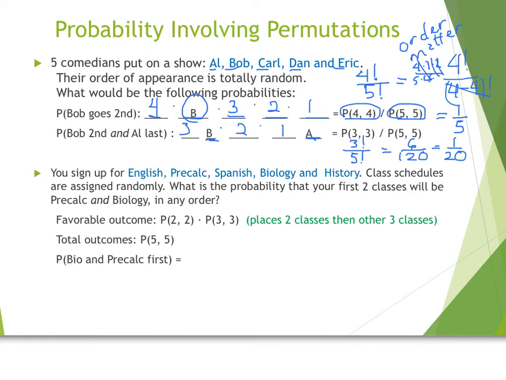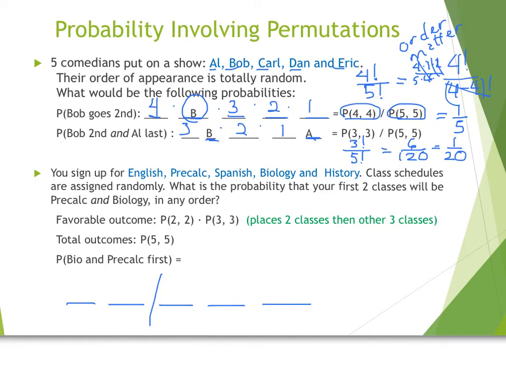You signed up for English. Let's put a little English, pre-calc, Spanish, biology, and history. 5 different courses you're going to take next year. Class schedules are assigned randomly, and you want to know the probability that your first 2 classes, so we're going to put a little line here, are going to be pre-calc and biology in any order.